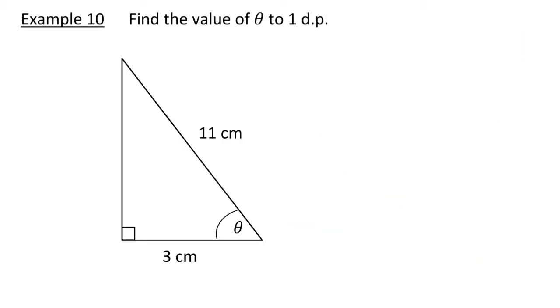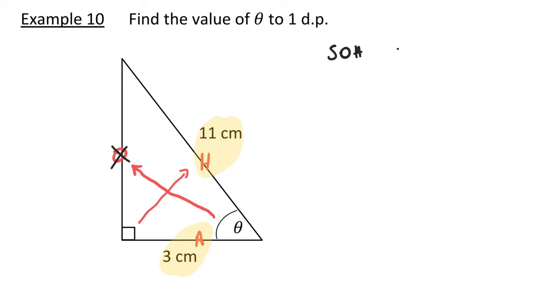Example 10, find the value of theta to 1 decimal place. So the first thing we need to do is label our sides. So the one opposite the right angle is the hypotenuse, and opposite to the angle is the opposite, and beside the angle is the adjacent. So we've O, A and H. If we look at the information that we know, the hypotenuse is 11 and the adjacent is 3. So that means that the opposite side is redundant. We don't really care about it.